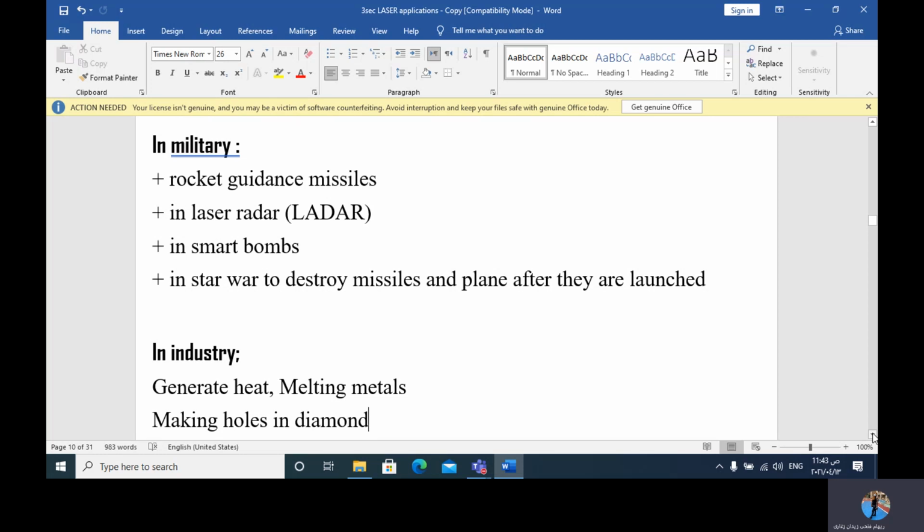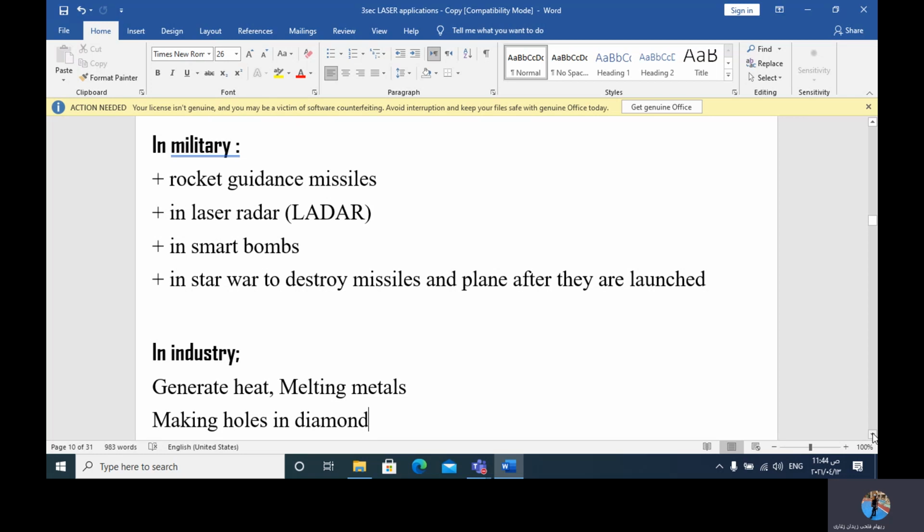Also, the laser radar, which is using the laser to detect the position of enemy aircraft or enemy positions, and we call it LADAR, which stands for laser radar, short for laser radar, LADAR. And this is used to point the exact location and coordinates of certain military targets, even from a very high place using a satellite, for example.